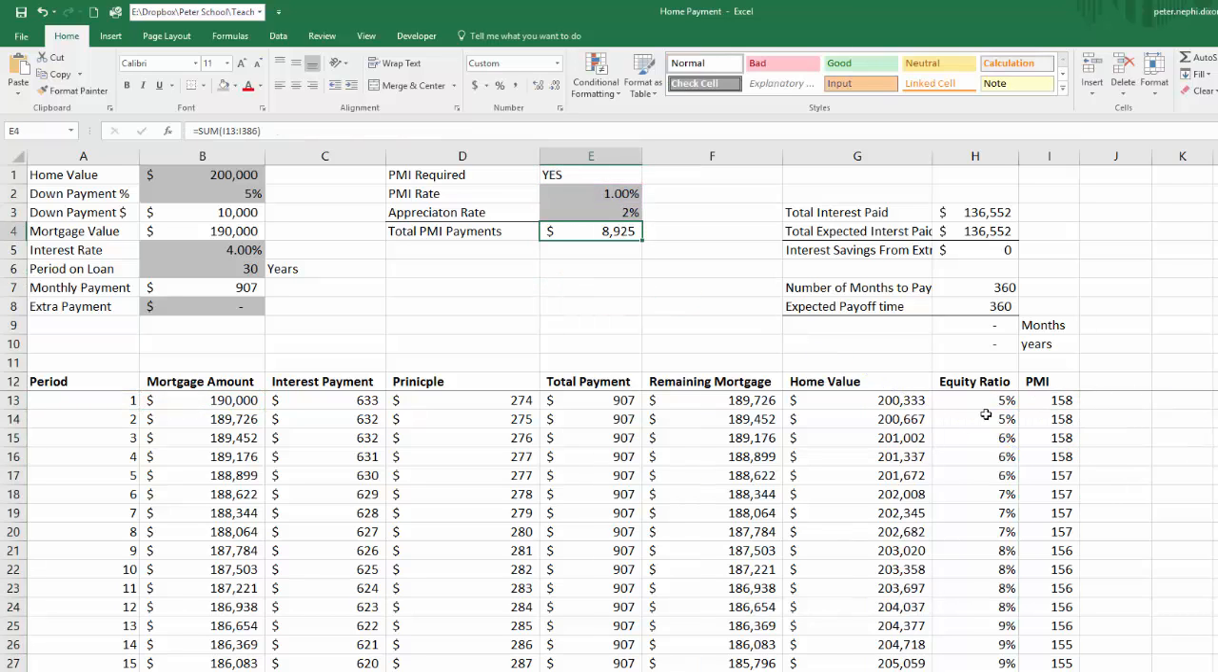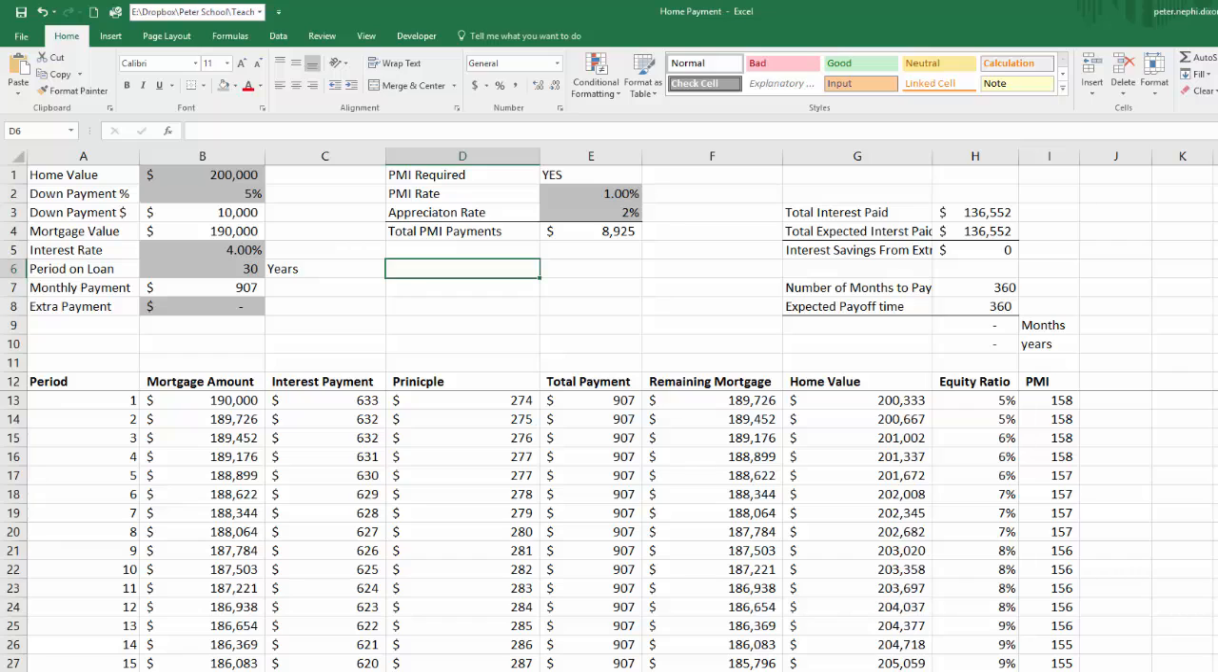And then there we go. So in this situation, I would have paid $8,000 or $9,000 in total PMI payments. So the next major thing that goes into our payments is taxes.